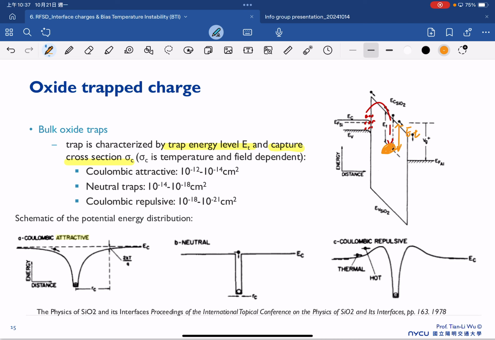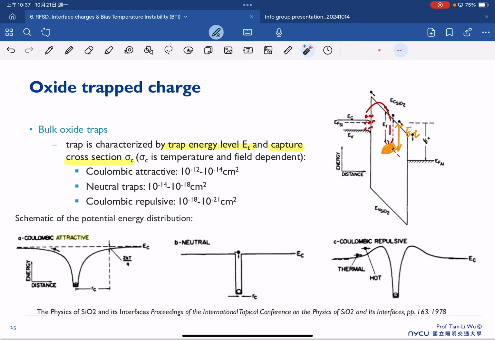So therefore, one of the ways to characterize the trap is to consider this energy level, the trap energy level. As you can now see, if your trap energy level is larger, that means the position of the trap is deeper. That also fits very well with the fact that some traps have a very long time constant, because if it is deeper, it is more difficult for the electron to come out. So in the end, we use this trap energy level to characterize the trap.